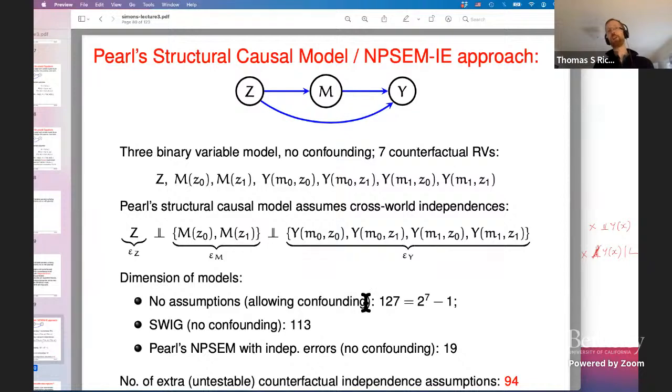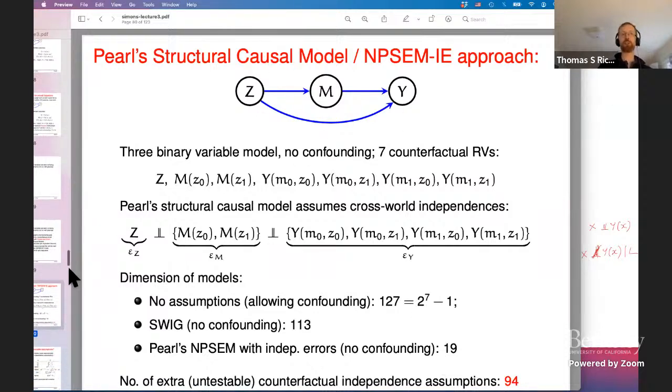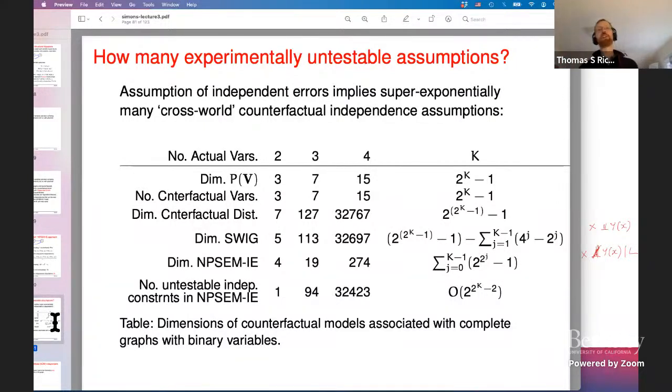So if you made no assumptions, then we've got 7 random variables, so we've got a distribution of dimension 127. The SWIG defines a model of dimension 113. The non-parametric structural equation model with independent errors defines a model of dimension 19. So the difference between these two is 94. So 94 additional counterfactual independence restrictions are being made by this model, the structural causal model. And if you want to think in terms of computational complexity, this grows pretty quickly. Once we're up to 4 variables, the number of extra untestable independence constraints being made by the structural causal model is in the 32,000s.